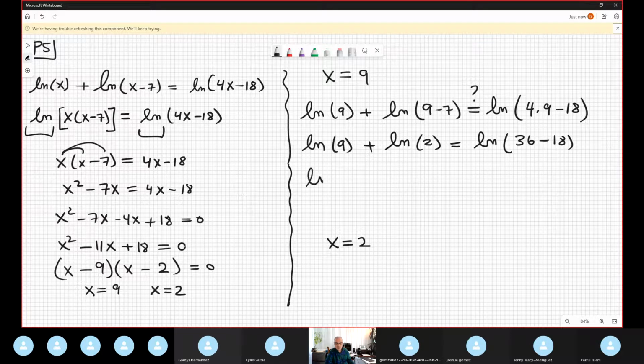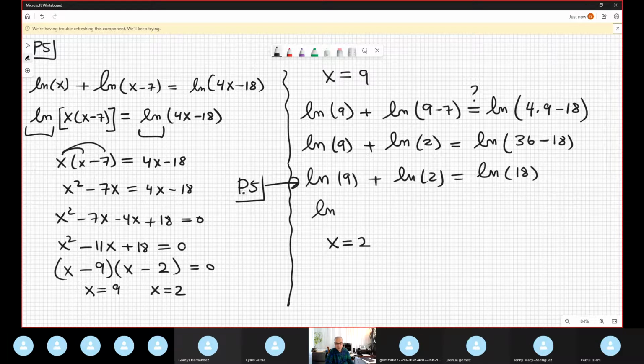So now the logarithm of 9 plus the logarithm of 2 should be equal to the logarithm of 18, from the subtraction 36 minus 18. And you apply one more time property number 5 here, which allows me to condense these two logarithms into only one, taking the multiplication of both: 9 times 2 gets 18, which is equal to this. Okay, now the solution 9 is fantastic. Good. Let's see what happened with the 2.